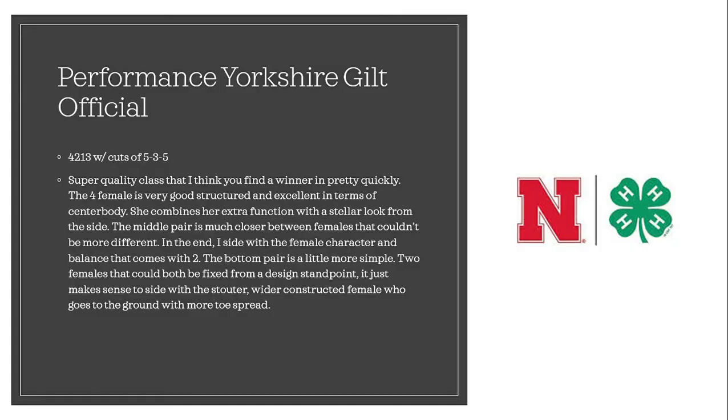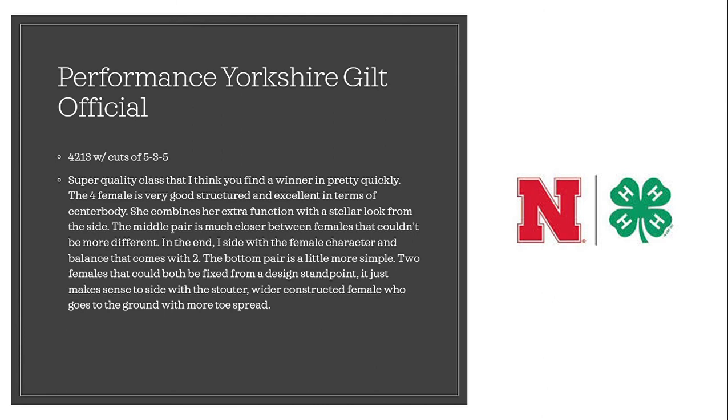So we think about this class from an official standpoint. I like this class of Yorkshire Gilts, 4-2-1-3, and I'd give you 5-3 and 5. Again, a really high quality class, but I think you need to find 4 to win pretty easily. Good structured, good bodied gilt that really has the stellar look from the outside. Middle pair is much closer between a set of females that could be more different. I like the female character and extra balance that comes with 2, but if you like the power and the mass that comes with 1, and you like her data set a little better, I could certainly see you go that direction. Only cut you there 3.